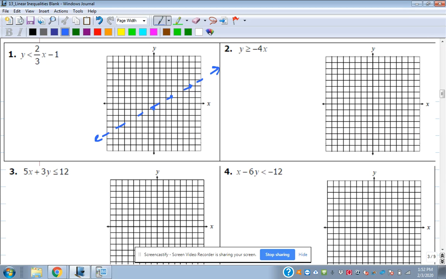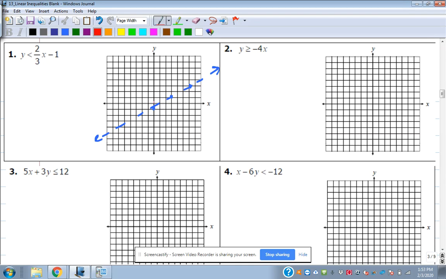So how do we decide whether to color this side of the line or that side of the line? All right, so I'm going to teach you how I do it. There's some people teach you different ways. This is how I teach it. I teach pick a test point. Pick you an ordered pair that's on one side of that line.